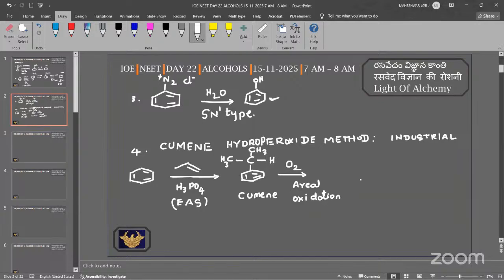Now, see, this oxygen oxidizes cumene into cumene hydroperoxide. See carbon, oxygen, oxygen, hydrogen. So O2 undergoes homolytic cleavage and reacts with this isopropyl benzene, with CH3 taken twice. This is called cumene hydroperoxide.